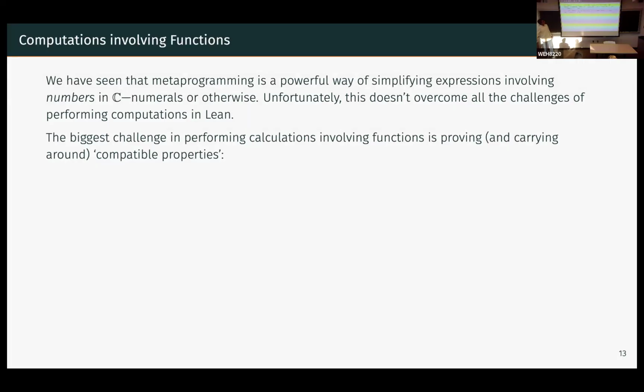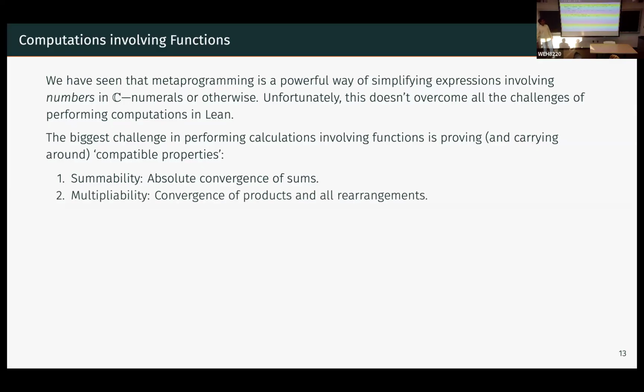The biggest challenge is that you have to carry around these compatibility conditions. For example, we have something called summability, which is absolute convergence of sums. Technically not. Technically, it's defined as convergence of a sum under every rearrangement, because what is an absolute value in a more general setting? So that's how summability is defined. And multipliability is defined in exactly the same way. You have an infinite product, and all rearrangements of it should converge as well. And if that is the case, you say that it's multipliable.